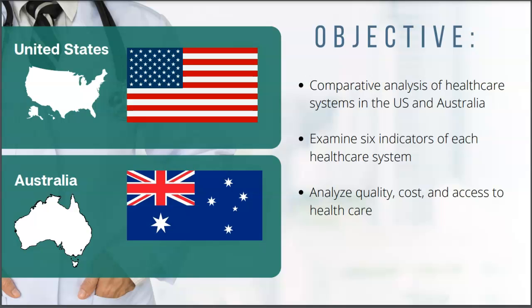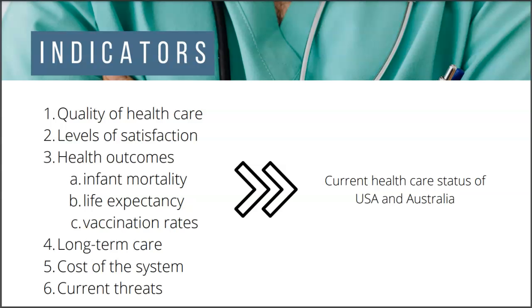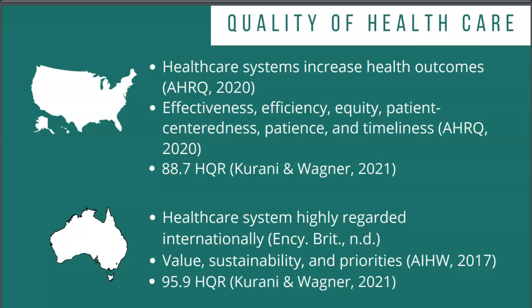The objective of this presentation is to analyze the U.S. healthcare system with the Australian system, and will focus on the factors of quality, cost, and access as they relate to each system by using 6 indicators that inform each scheme. This presentation will look at 6 indicators for comparison, including the quality of healthcare, levels of consumer and patient satisfaction, health outcomes, long-term care, the cost of each system, and current threats to the national healthcare systems.